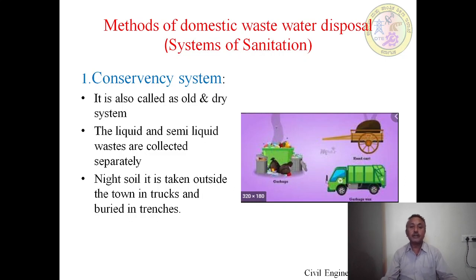Coming back to this slide, that is methods of domestic wastewater disposal. In this we have systems of sanitation, which majorly have two systems. One is the conservancy system and another is the water carrier system. Coming to the first one, the conservancy system, it is an old system, also called the old and dry system. The liquid and semi-liquid wastes are collected separately here. Night soil is taken outside the town through trucks and buried in trenches.